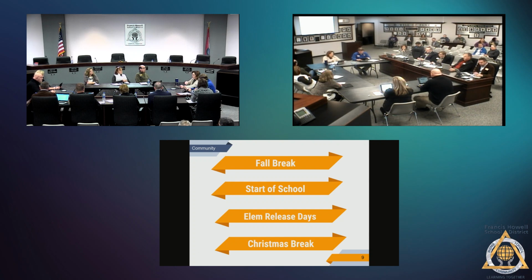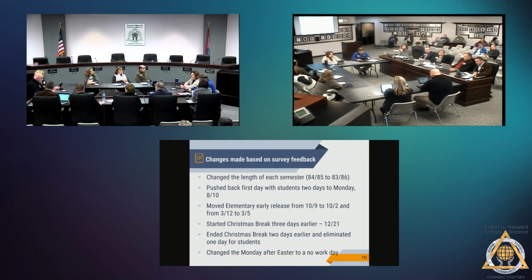So changes that we made. The original calendar had us working 84 days in first semester, 85 in second. And because of the changes that were requested, we will have a little bit of a more uneven semester, so we'll have 83 and 86. We pushed the first day back with students, so they will start on Monday, August 10th. We moved the elementary early release days from October 9th to October 2nd, and from March 12th to March 5th.